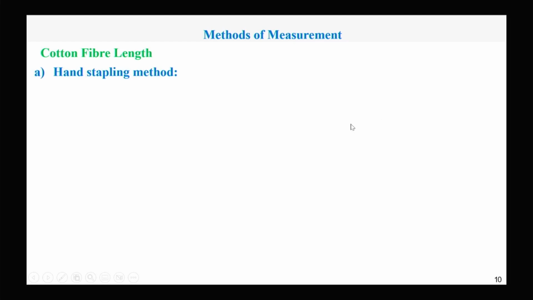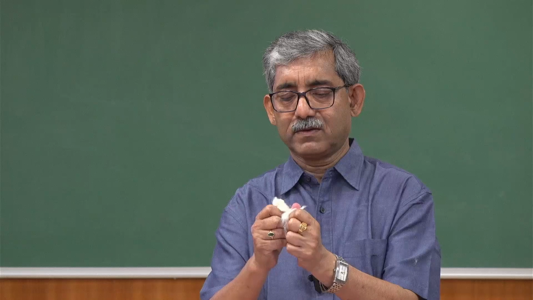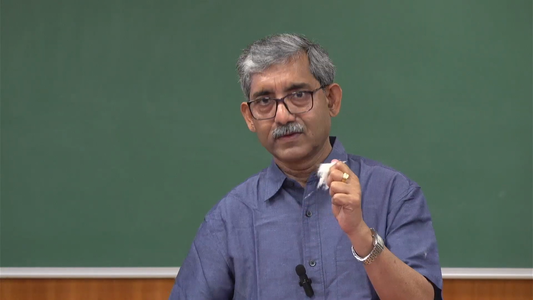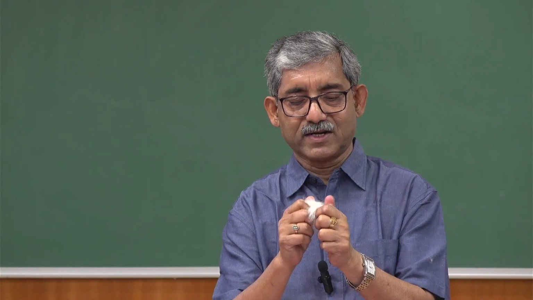First is hand stapling method, that I have already explained, and it has to be carried out by a trained person in this fashion. Now let us see: first selecting a sample of cotton and preparing by hand doubling and drawing. So you select the cotton and then prepare by hand doubling and drawing to give fairly straight fiber strand.